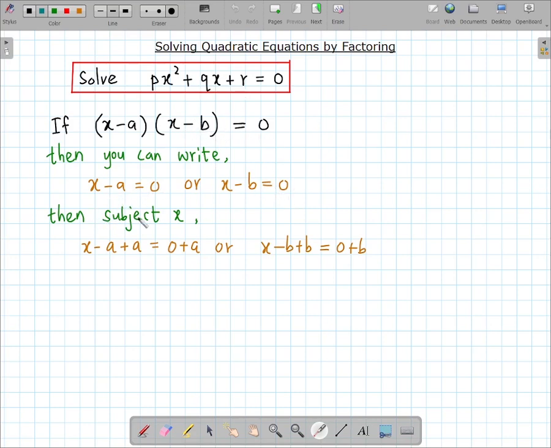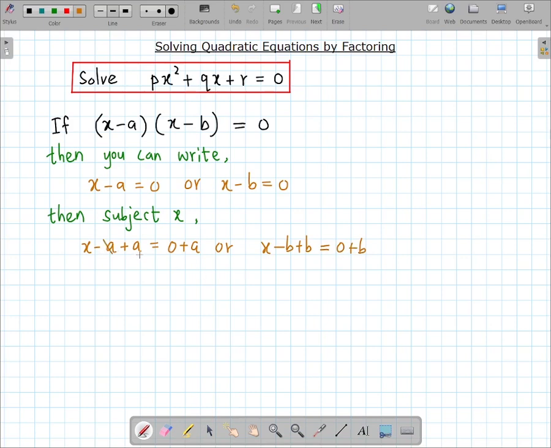Then we have to make x the subject. How do you make x the subject? Here x minus a equals 0. We have to add a to both sides: x minus a plus a equals 0 plus a. Or here, for this part we have to add b to both sides. So x minus b plus b equals 0 plus b.